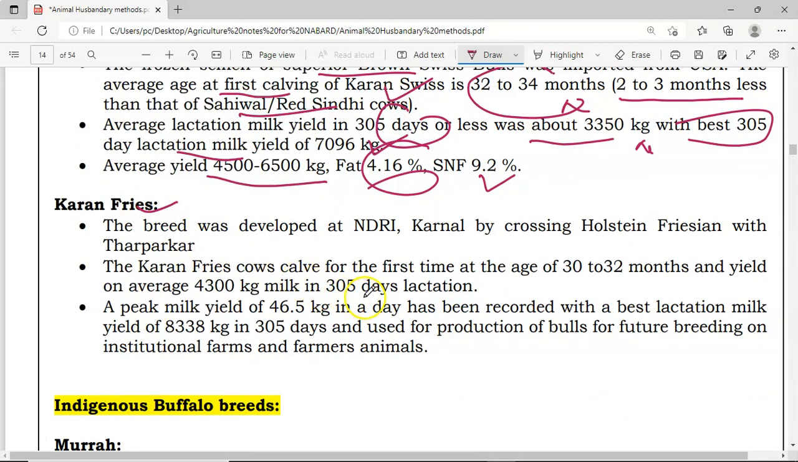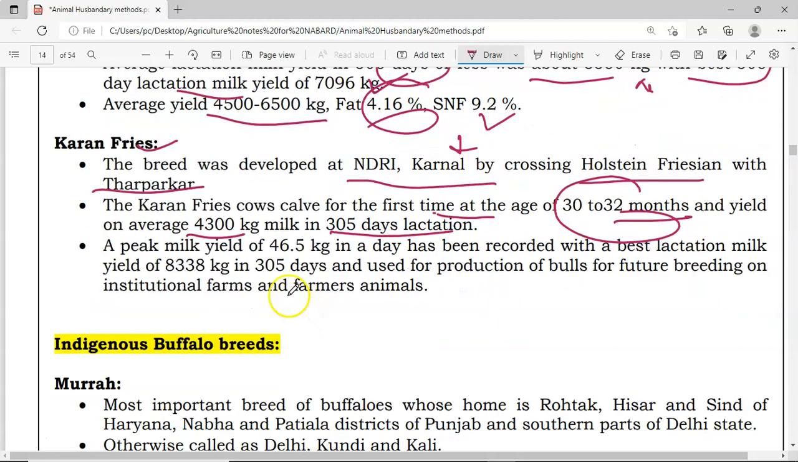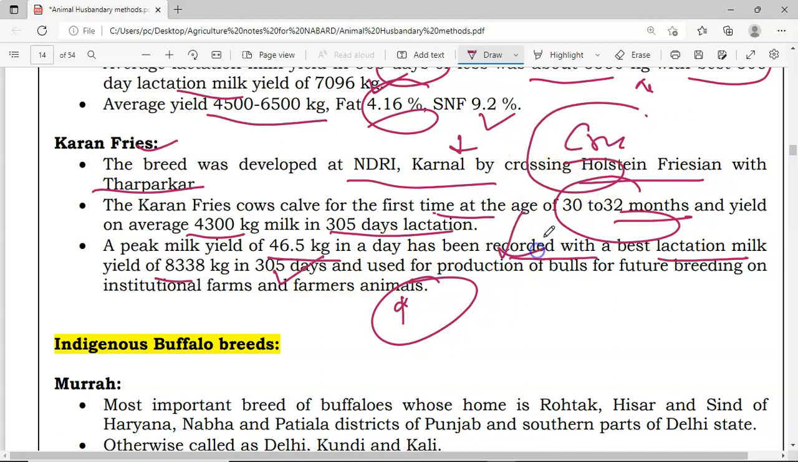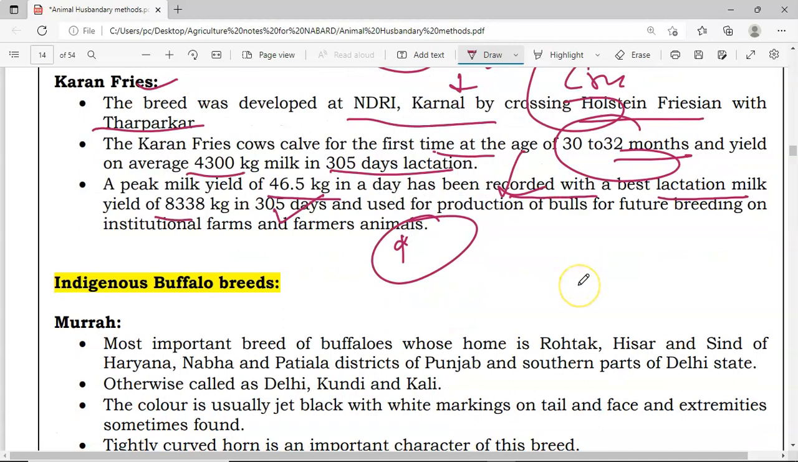The other breed is Karan Fries. The breed was developed at NDRI Karnal by crossing Holstein and Tharparkar. This Karan Fries cow calved for the first time at the age of 30 months and the yield was 4,300 kg in a 305-day lactation period. Peak daily milk yield of 46.5 kg has been recorded, with a best lactation milk yield of 8,333 kg in 305 days. It is very important, friends. Crossbreeding has increased production and it is going to help in the growth of our country.